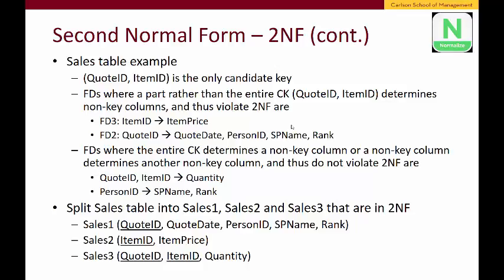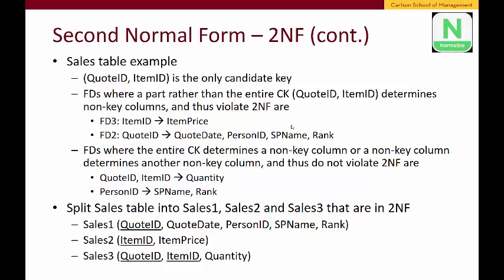FD3 has item ID determining a non-key column, item price, and FD2 has quote ID determining a bunch of columns as shown here. And they both violate second normal form. So what we need to do is split our sales table into smaller tables where each CK completely determines each of the non-key columns. So at the bottom, sales 1 table derived from FD2 is one such table.